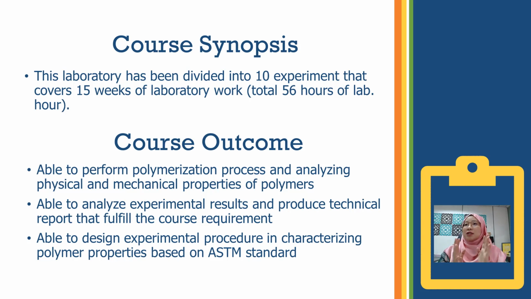For the course outcomes, at the end of this lab you should be able to perform polymerization process and analyze physical and mechanical properties of polymers. The second CO is that you should be able to analyze experimental results and produce a technical report that fulfills the course requirement. And lastly, you need to be able to design experimental procedures in characterizing polymer properties based on ASTM standard. So we will have 3 course outcomes.